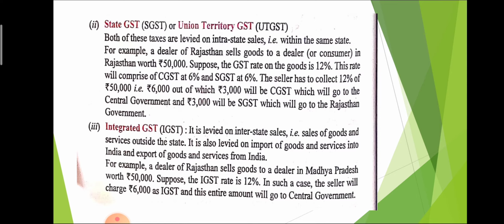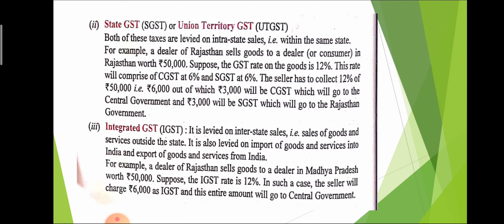That 12% is divided into two categories, CGST and SGST. Where CGST exists, SGST also exists. It means 12% of 50,000, that is 6,000, and that 6,000 is divided into two parts, CGST that is 3,000 and SGST that is also 3,000.